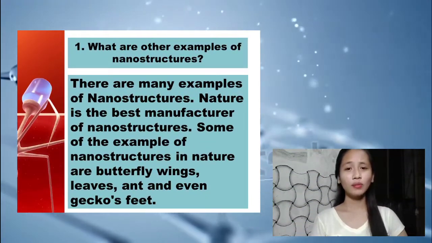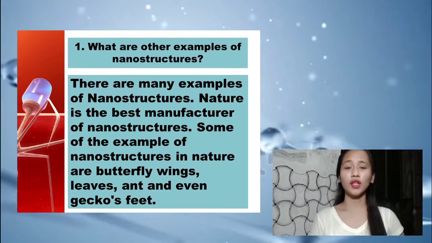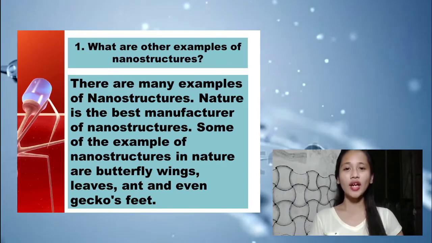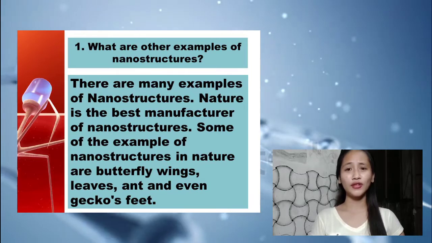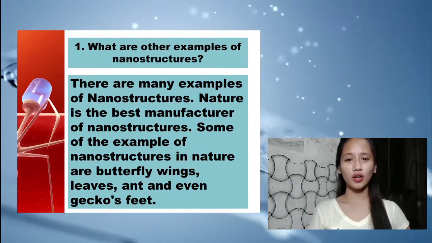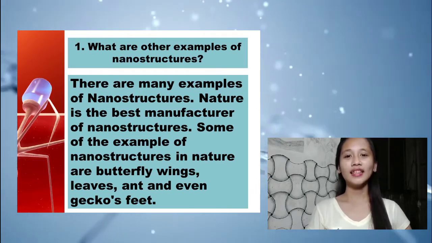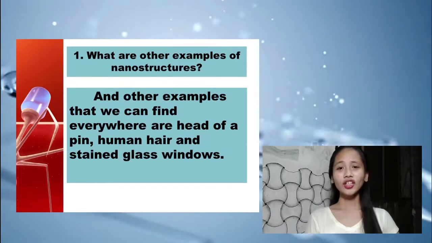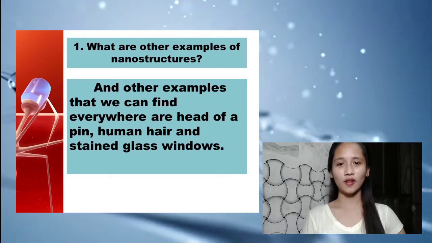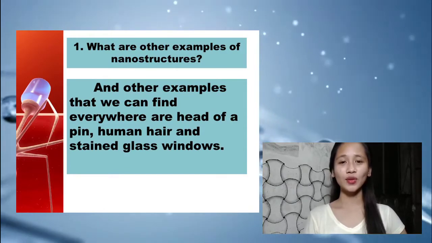What are other examples of nanostructures? There are many examples of nanostructures. Nature is the best manufacturer of nanostructures. Some examples of nanostructures in nature are butterfly wings, leaves, and even gecko's feet. And other examples that we can find everywhere are the head of a pin, human hair, and stained glass windows.